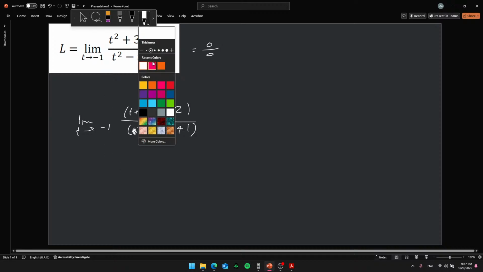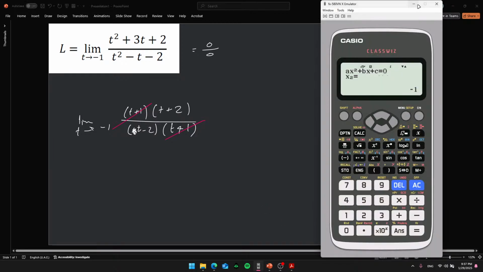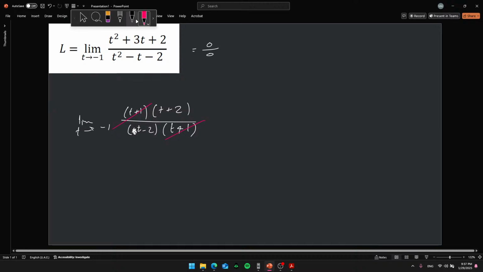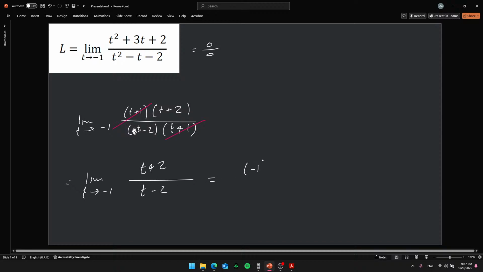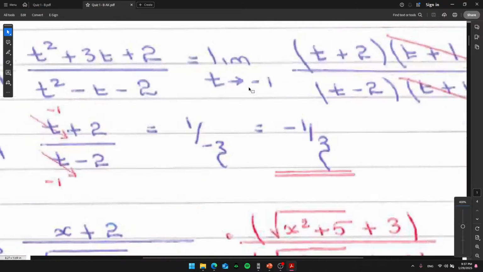So we can cancel T plus 1, as I told you before. And then you're left with T plus 2 and T minus 2. Plug in the negative 1 plus 2, negative 1 minus 2, 1 over negative 3, so negative 1 over 3. Negative 1 over 3. Yeah. Yep.